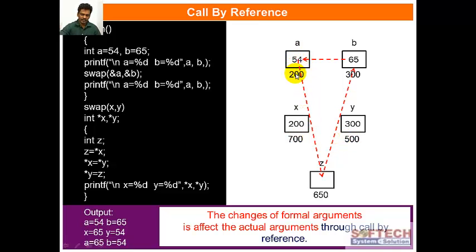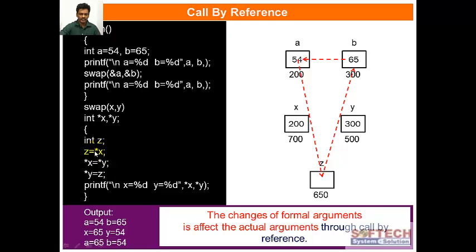Then that 200 is transferred, because it is ampersand a, the address of a. 200 is transferred to x. X is a pointer variable, it can hold an address. The address of b is 300, transferred to y. Y is a pointer variable, it holds an address. After that, here we declare one ordinary variable, z equal to star x.